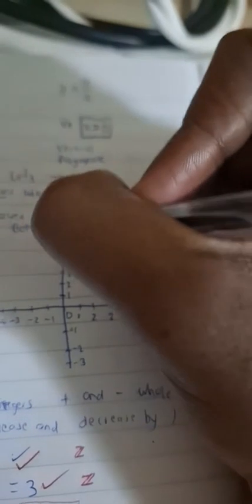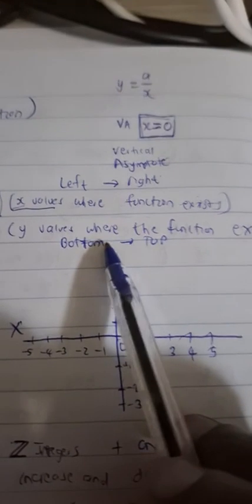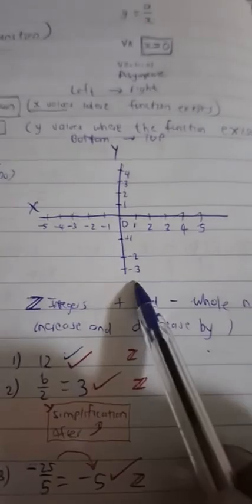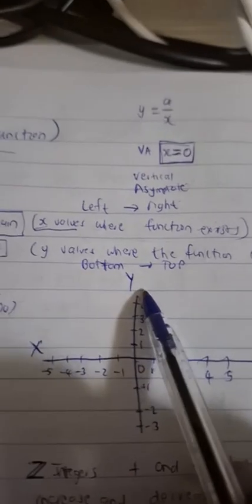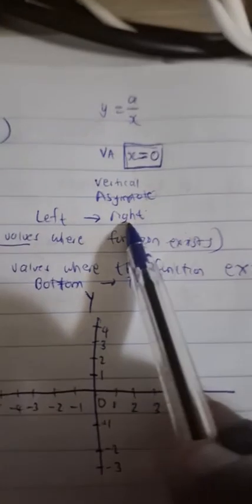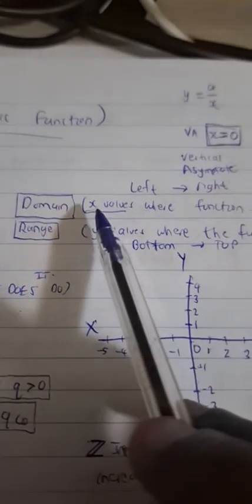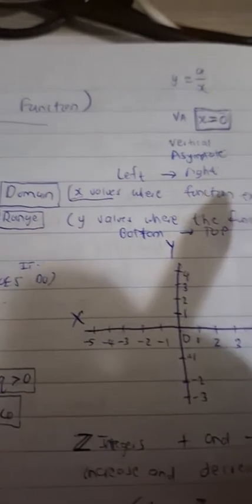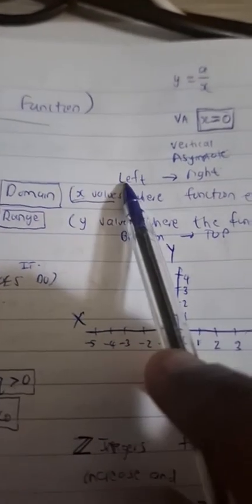Then the range, the y values where the function exists. Now you look at it from the bottom to the top, and the direction matters, guys. We look at the range from the bottom, your smallest values, to the top, your biggest values, and the domain from the left, smallest values, to the right, biggest values. We're always looking at the domain and the range from the smallest to the biggest.